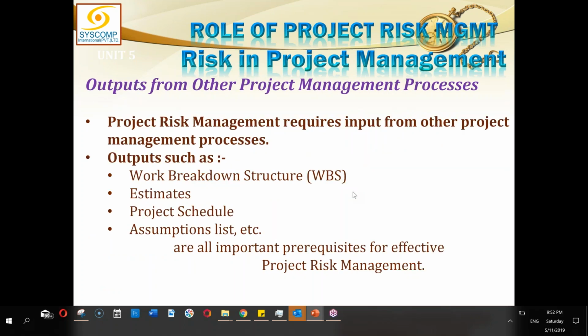Project risk management requires inputs from other project management processes. When you are starting to identify the risks, you need to have the work breakdown structure that must have been created so far, and the work breakdown structure will guide me in identification of various risks. Not only the work breakdown structure, I would also be much happier if I have the activity list, the cost management plan, so that I can establish the cost estimates, and the project schedule, so that I can find anything which has to be tweaked in the schedule from the risk perspective.